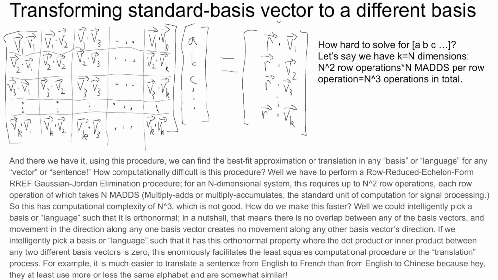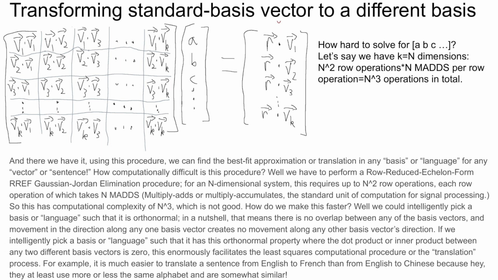For an n-dimensional system, this requires up to n squared row operations, each row operation of which takes n MADs, multiply-adds, or multiply-accumulates, the standard unit of computation for signal processing. So this has computational complexity of n cubed, which is not good. How do we make this faster?